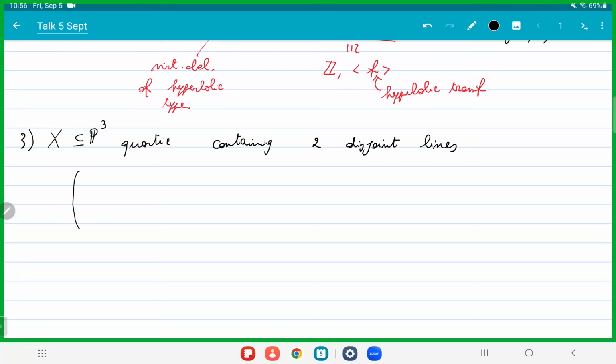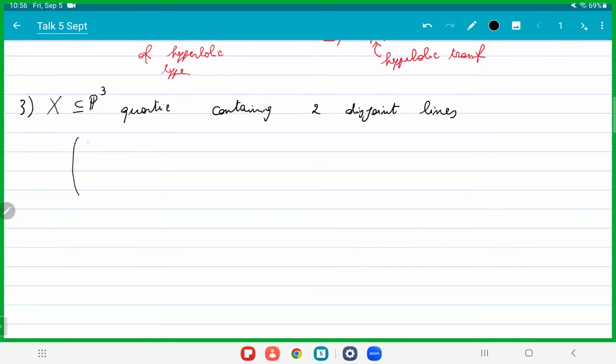So let's see what the Picard lattice is now. We have the hyperplane class, then we have the two lines of square minus 2. They both meet the hyperplane class at one point, and they're disjoint. So the Picard lattice, at least in a very general case, will look like this. Okay, so I claim that Aut(X) is not virtually abelian.